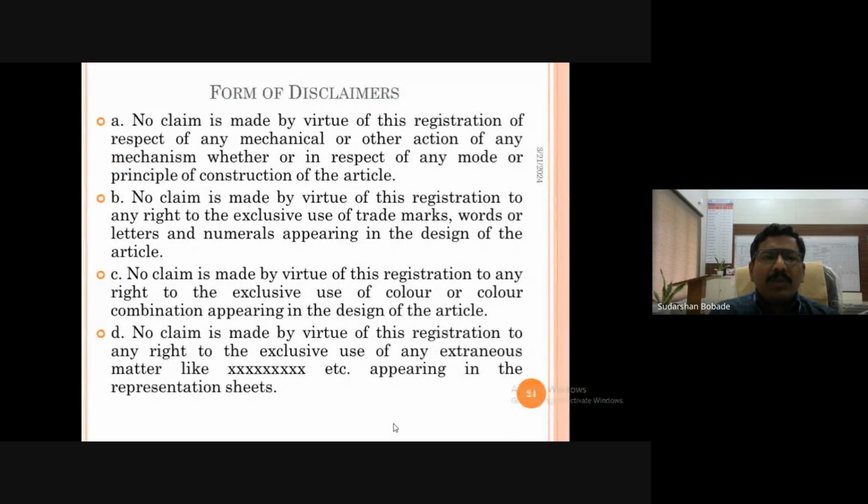When we are talking about the next parameter, try to understand for which things we are not supposed to make the claims. The very first part is mechanical, or what we can say the methodology or mechanism related to that article. No claim is made by virtue of this registration in respect of any mechanical or other action of any mechanism, or in respect of any mode or principle of construction of the article. What does it mean?